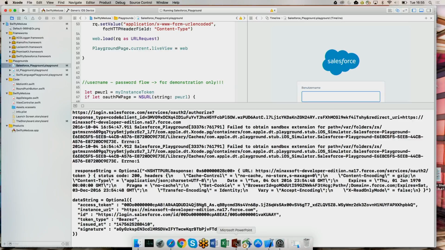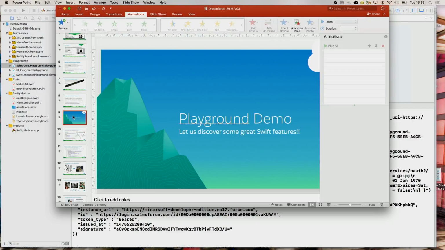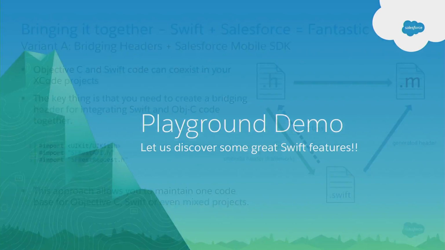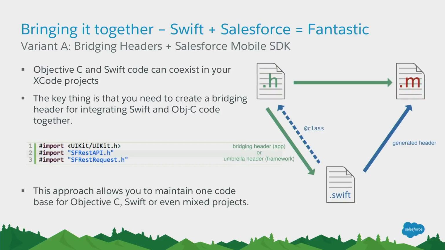Let's go back to my presentation, and let's do some more awesome stuff here. Hopefully it's the right page. Okay, so now we have tested the Swift code. We know how to authenticate against Salesforce and how to make some requests against it. The question is how we bring it together when we would like to create a new app.